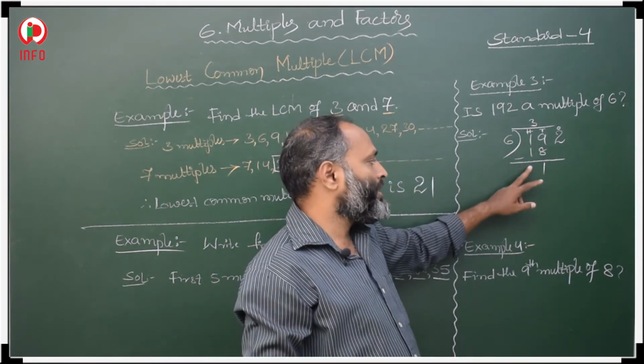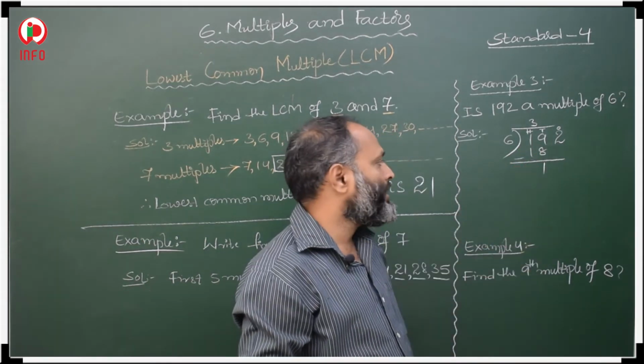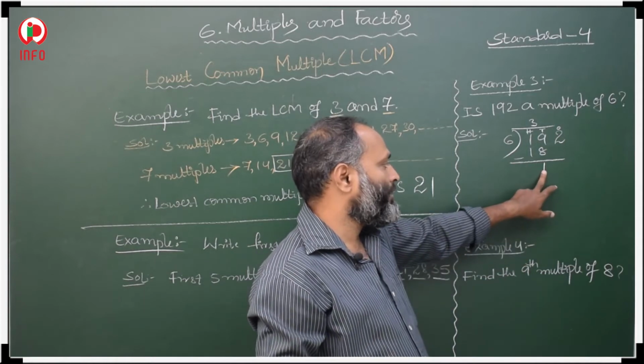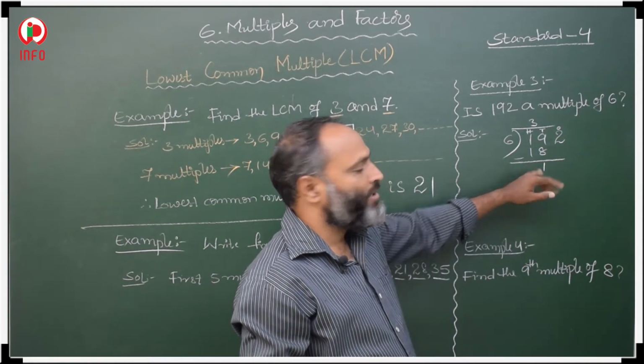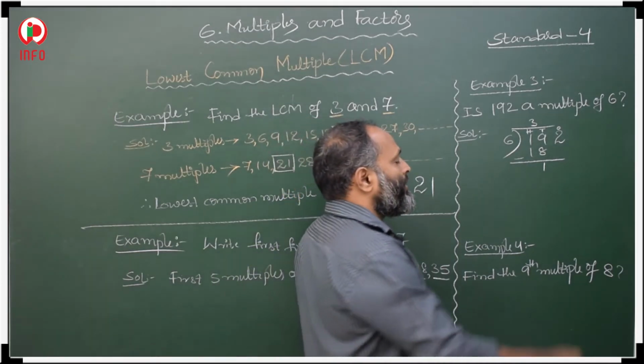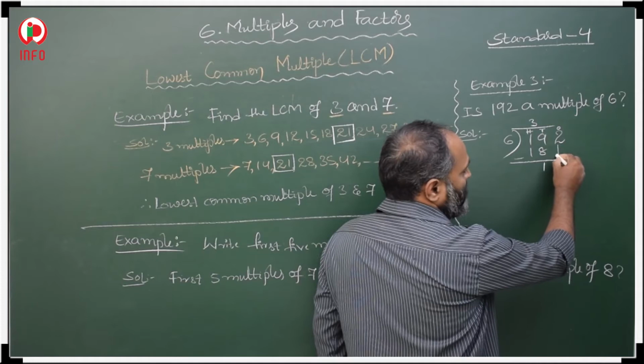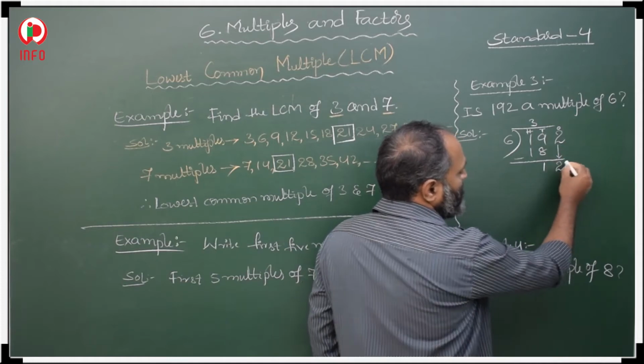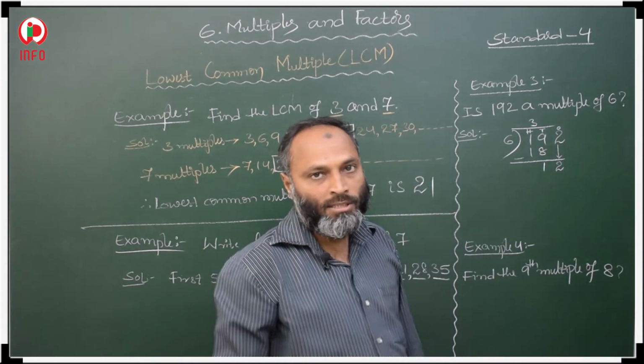1 minus 1, the hundreds place is 0 here. Don't take that 0, so this 1 is enough. Why? Because if 0 comes, then 0 1 is 1 only, so no need to take that 0. After that, next you have to copy the ones place. 1 ten and 2 ones, that is 12.